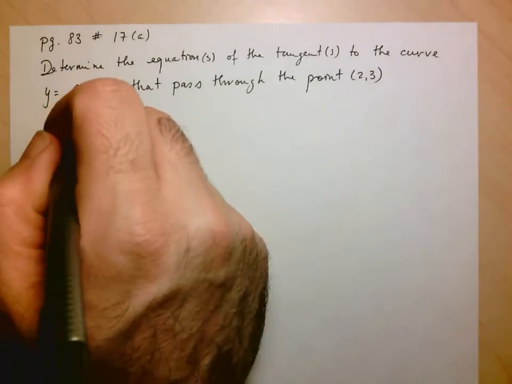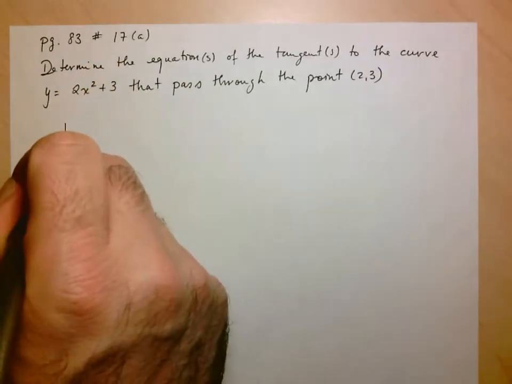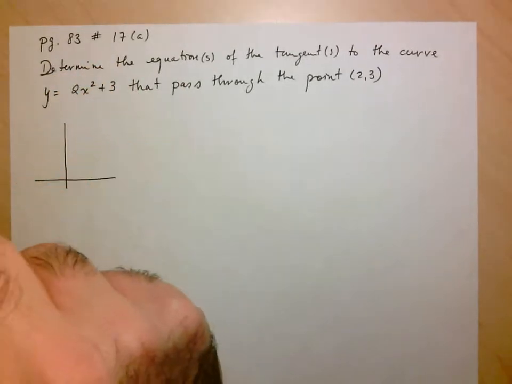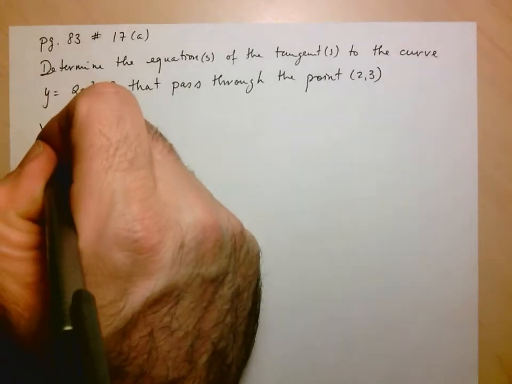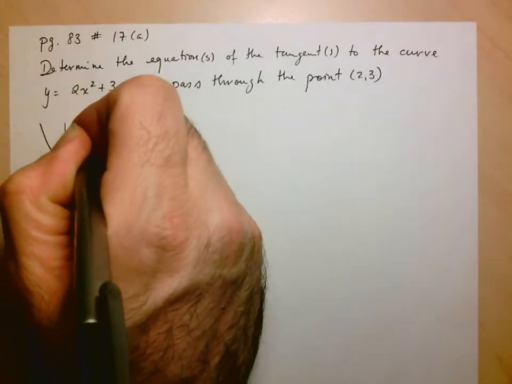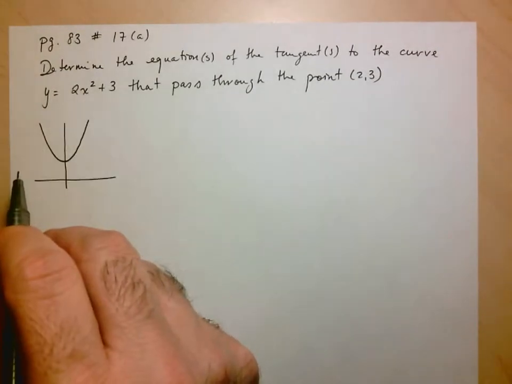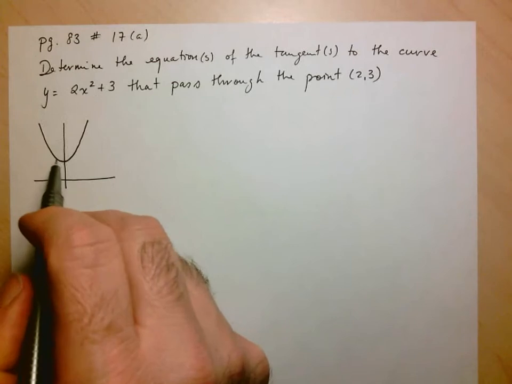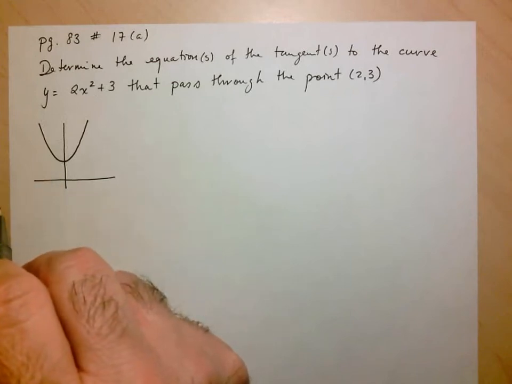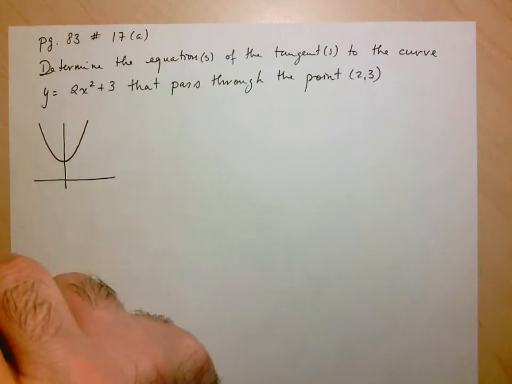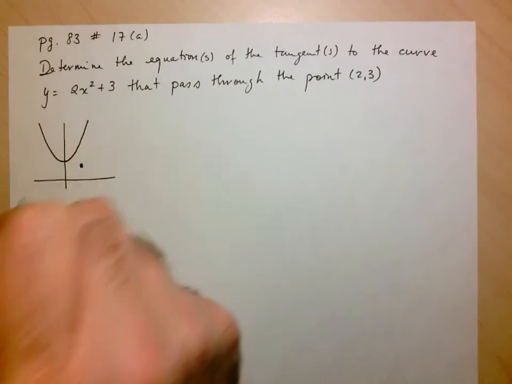So what I'm going to do is draw myself a little picture to see if that'll help me out. And again, I'm not really going to spend too much time being precise here. But I do know that this curve will look something like this. Just a quadratic moved up by 3 units, and (2, 3) is some point here.